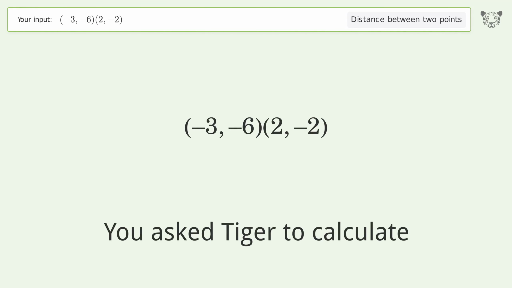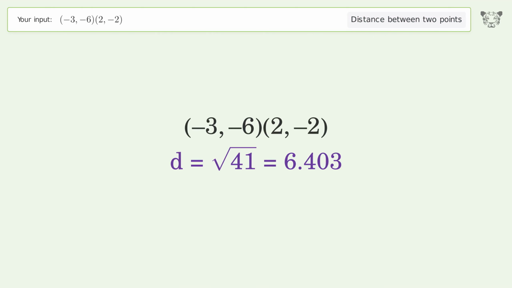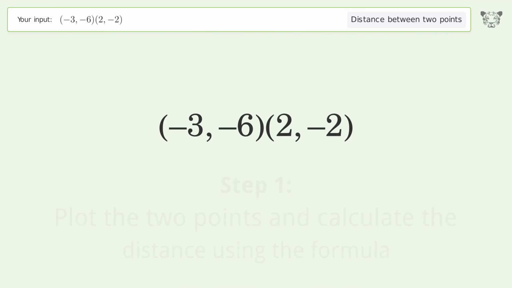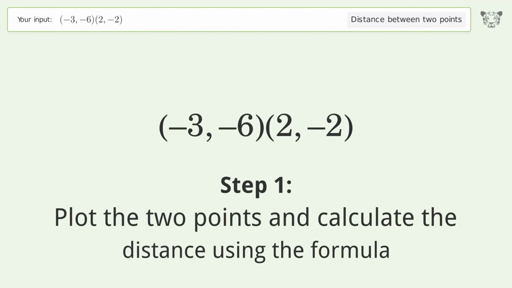You ask Tiger to calculate. This deals with the distance between 2 points. The distance between the 2 points is the square root of 41, or 6.403. Let's solve it step by step. Plot the 2 points and calculate the distance using the formula.